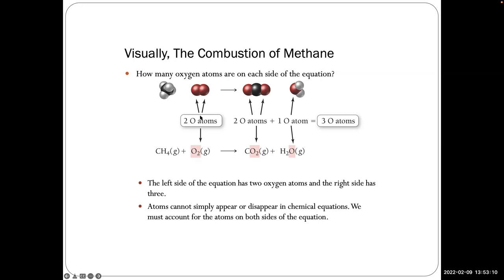Okay. Now, what's interesting, remember the law of conservation of matter? It says that matter can't be created or destroyed. If you look here, see how I have 1, 2, 3 oxygen atoms, and over here I only have 2. Also, here I have 1 carbon, and I have 1 carbon here, but here I have only 2 hydrogens, and here I have 4 hydrogens. See that? You can even count them this way.